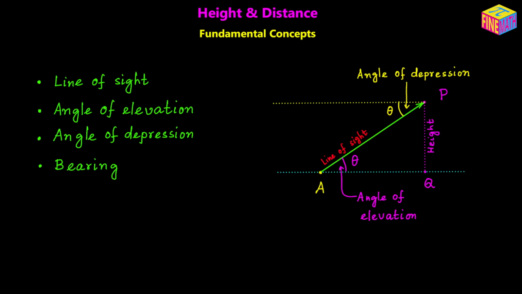Now what is bearing? Well, bearing is actually the direction of a moving object. Now if we want to talk about the direction of a moving object, we need to have a reference direction, and from that direction we can measure a certain angle to indicate the direction of the moving object, right?